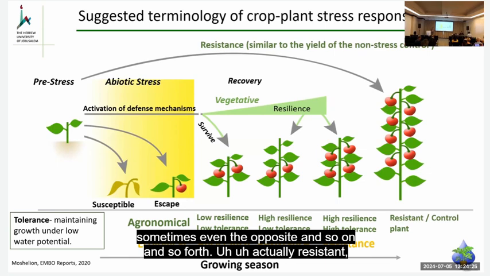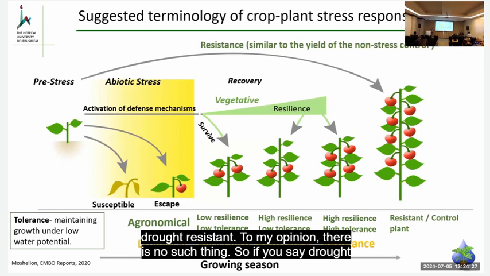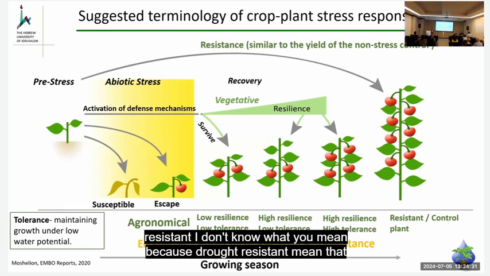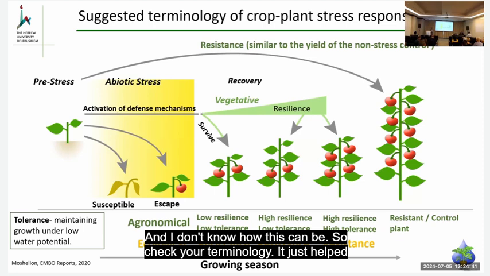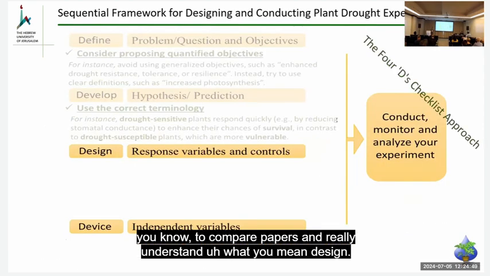Actually, drought resistant, in my opinion, there is no such thing. If you say drought resistant, I don't know what you mean, because drought resistant means that under drought and non-drought, it should look exactly like the control plant. And I don't know how this can be. So check your terminology. It just helps to compare papers and really understand what you mean.